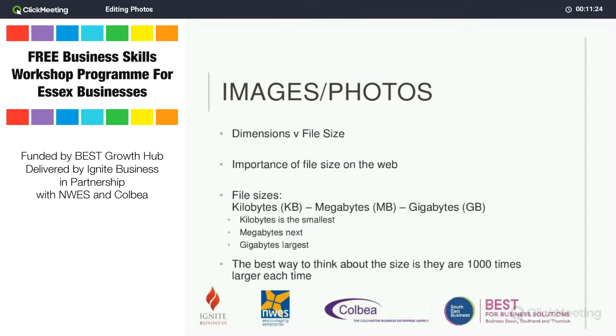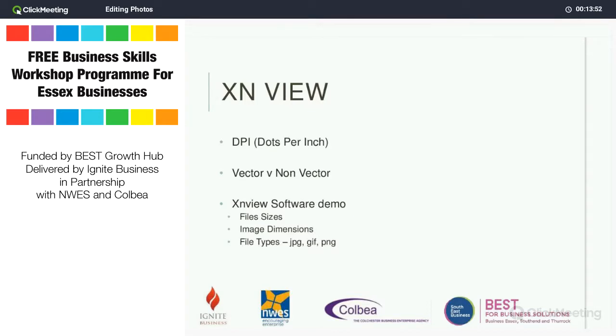So dimensions versus file size. Dimensions obviously is just shrinking your image in and out. So then you have the file size. You have different file sizes. So if you ever have a photograph or something taken, it would have a letter either KB, MB or GB beside it. Now, they are the different file sizes. Anything with a pixel is a non-vector image. Now, the difference between vector and non-vector is that a vector image is not created with pixels at all. It is created with objects.